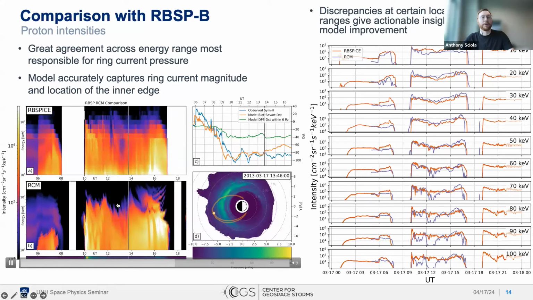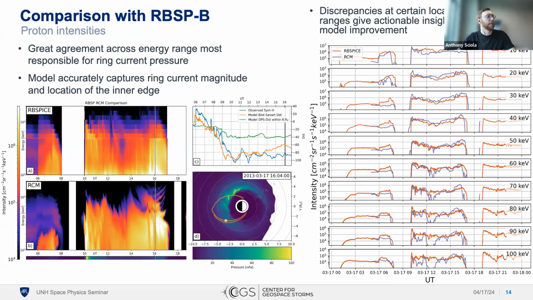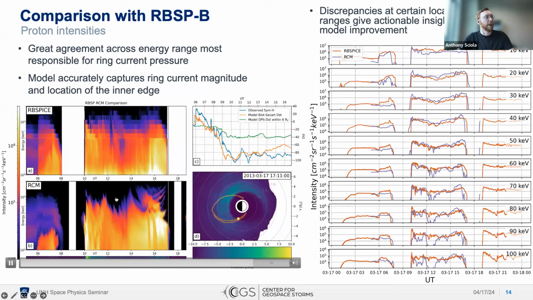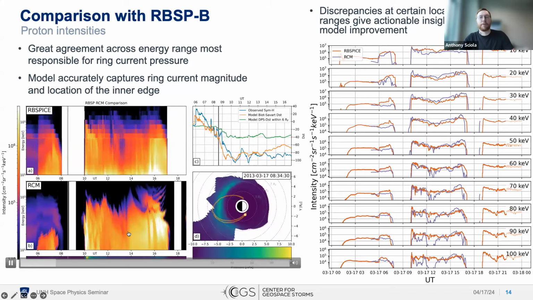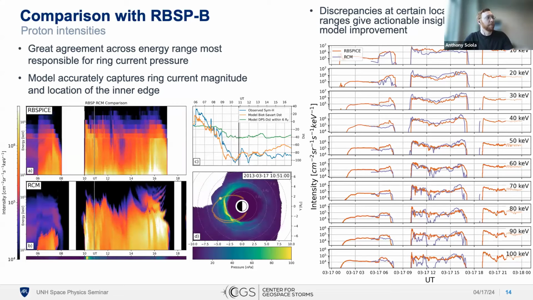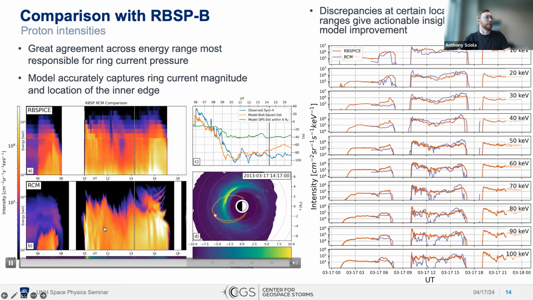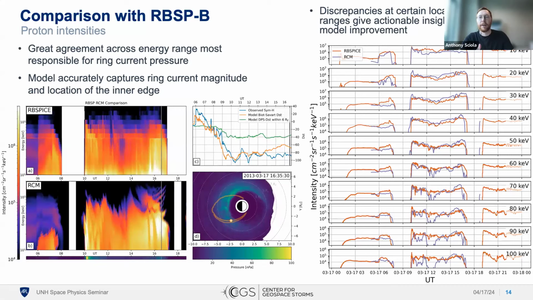What's really nice about it is that certain features stand out to you. And so you ask, well, why are we missing this high energy background that seems to be there in the data? Or what is this feature coming from here? We have a deeper analysis of this, but just to summarize it, having these discrepancies at certain locations and energy ranges gives us actionable insight into things that we need to add to the model for improvement and better agreement in future simulations.